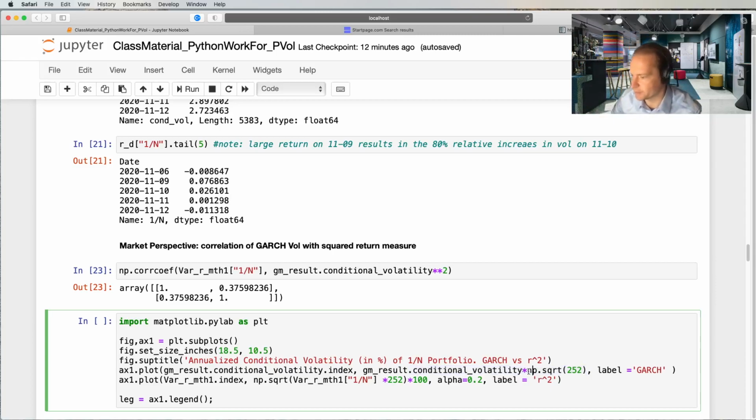So here you see annualization. And the next plot will be the index. I could have used the same index, just used it for here, but they have the same index. And then I take the square root of the annualized variance times 100. Okay, and that will be my R square.